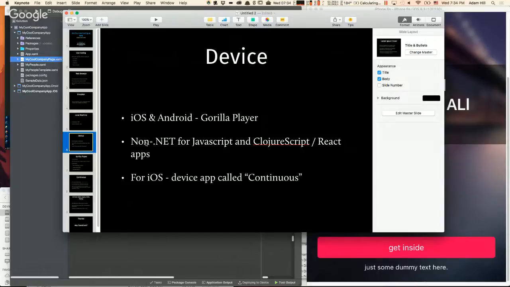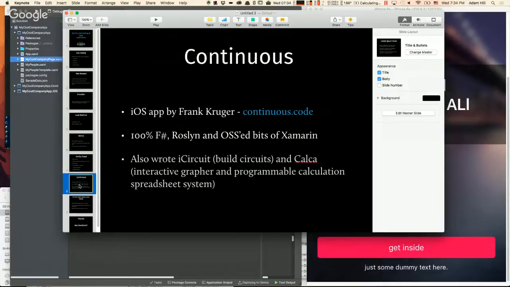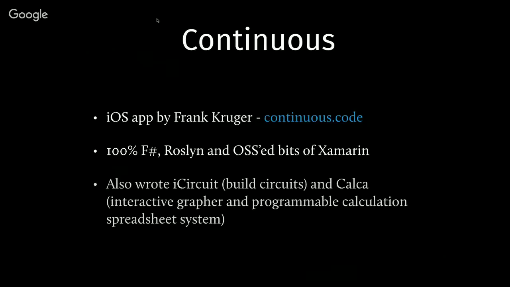Okay, so for the cool thing I'm about to show you, I'm about to show you an app called Continuous. And we've already talked about Gorilla Player. Continuous is an app written by a dude called Frank Krueger. The reason he's able to make this app is because, one, Roslyn came out, and two, for those of you who don't know, probably 99.9% of all of Xamarin has been open sourced. So he took Xamarin.Forms and embedded it in this application that you're about to see. The application is interesting because it was written in 100% F#.